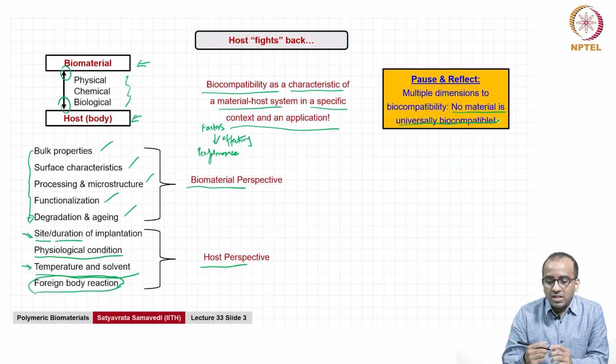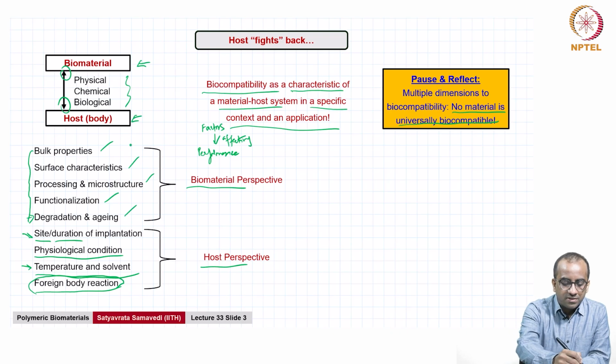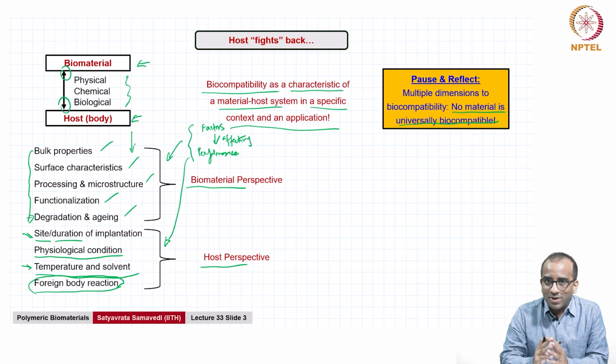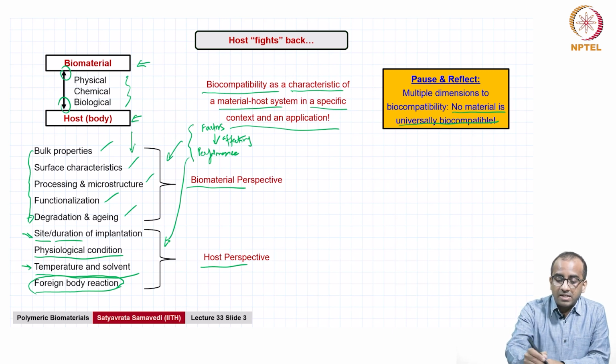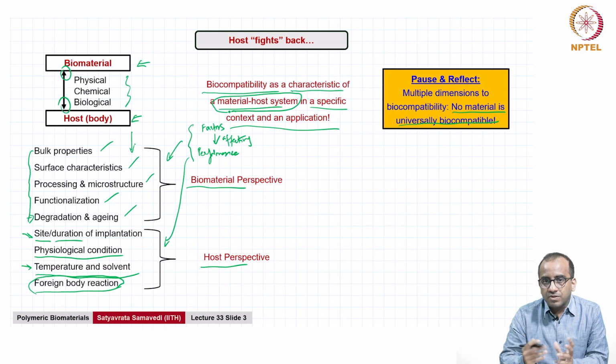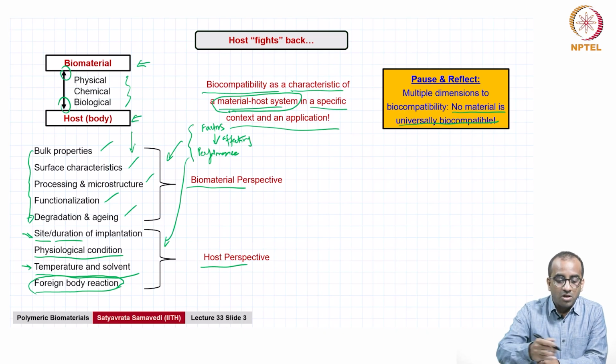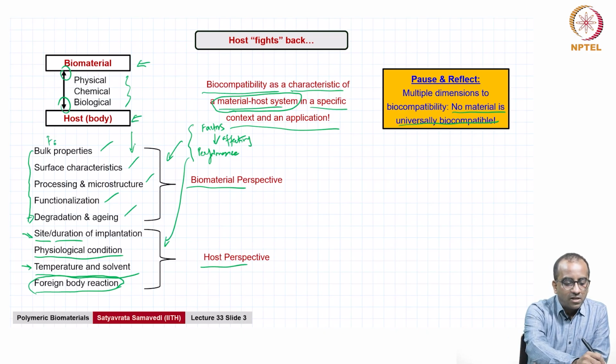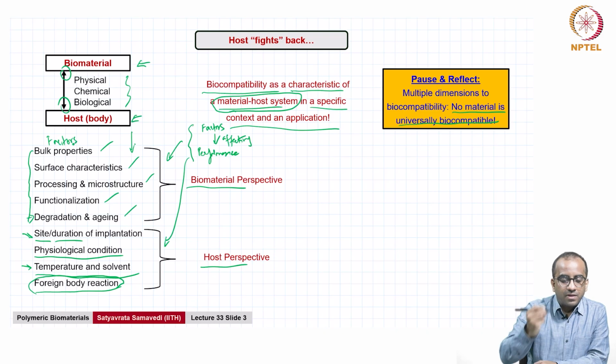But just to note that all these aspects that we have listed here go towards affecting how we understand biocompatibility. So, remember, it's a characteristic of a material host system. So, it's the system that matters rather than the material or the host itself. And when we talk about material and host system, all these factors have to be contextualized.